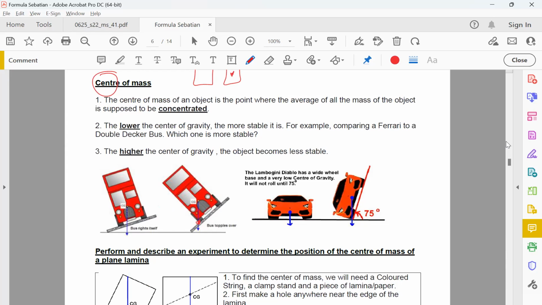This has to do with moments as well, okay? Because at this point here, the force is acting on the pivot. This force here is acting away from the pivot. So it creates an anti-clockwise moment. So obviously, the higher the center of gravity, the less stable the object becomes, which in general is the taller people. Yeah, they're a little bit more unstable.